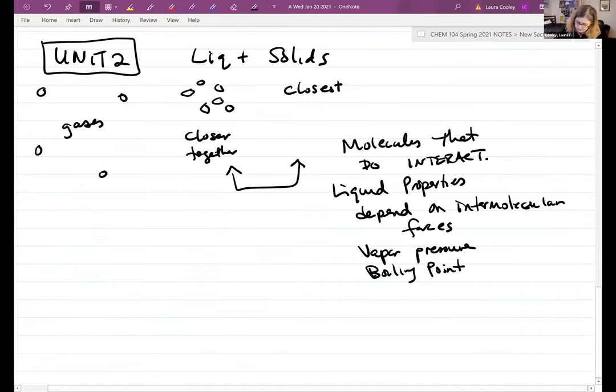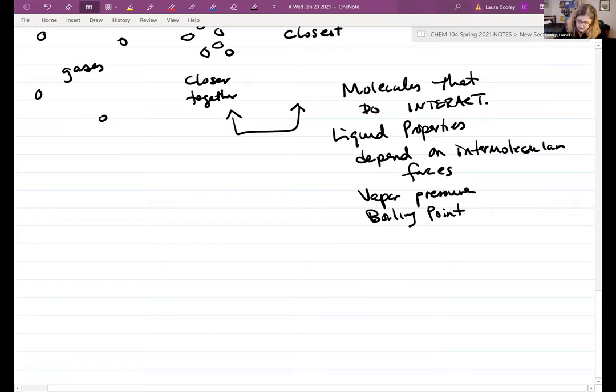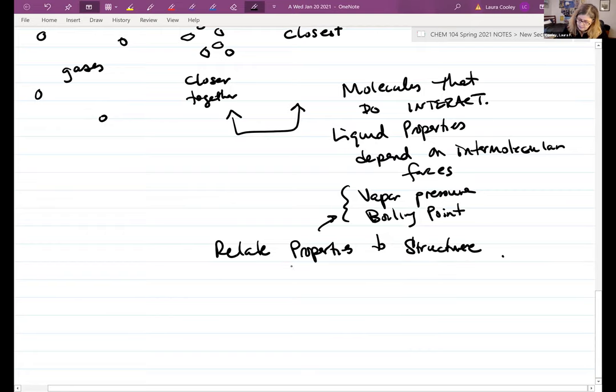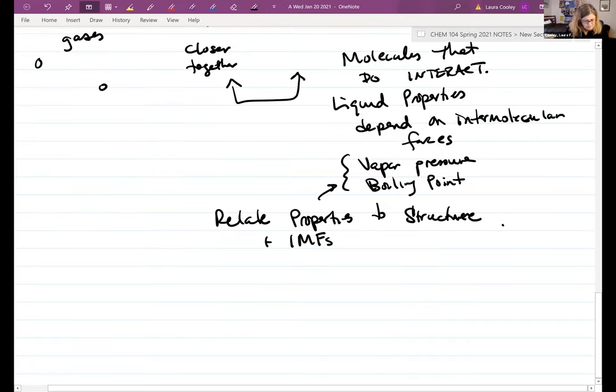So that's one big thing that's done in unit two. In unit two, we relate properties such as these to structure. And it has to do with intermolecular forces. So that's basically unit two. We talk a lot about boiling points, melting points, things like that. And then the next one, and I'm not going to go on for the whole semester, but I'm going to tell you about unit three.